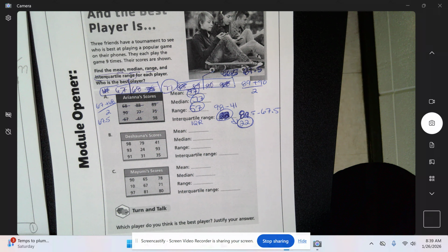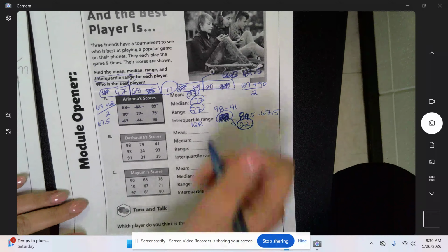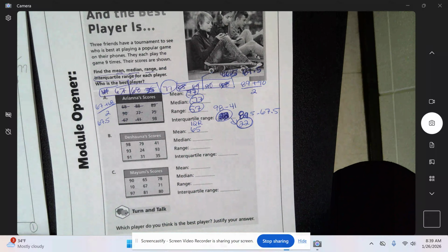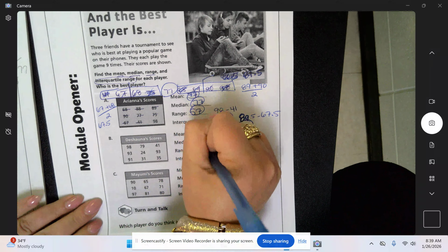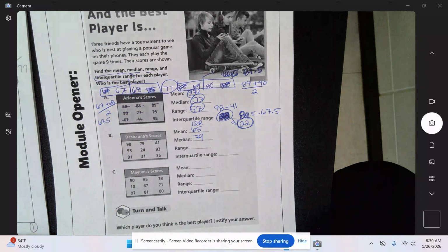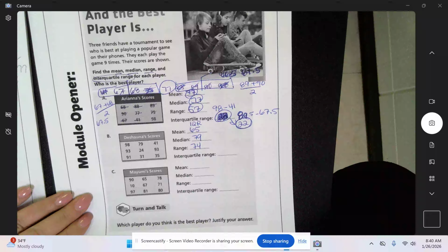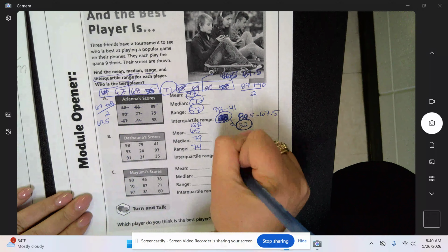Alright, can anybody tell me what Deshaun's mean score was? Chloe, what was his mean? 65 is correct, is what you should have gotten. Can anybody tell me what Deshaun's median was? 79, thank you. That is correct. What about his range? 74. Good. Did y'all make it to the IQR? What did you get? 60. Yeah, 60 is correct. Good job.